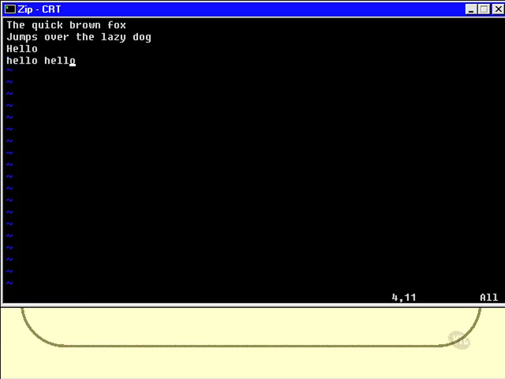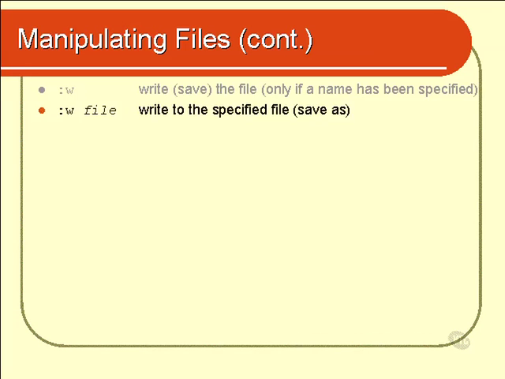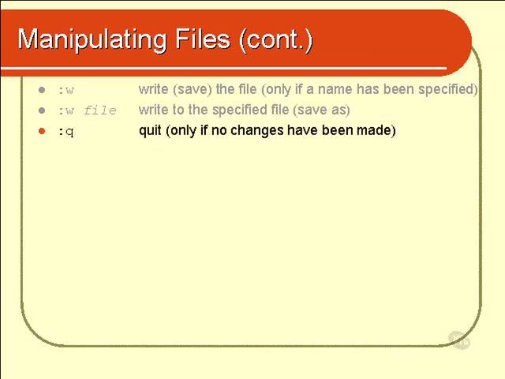After my new change has been made, I can simply do :W, and because the file has already got a name, I don't need to specify the file name again. Moving on, we've got :Q, which allows you to quit, but only if you haven't made any changes, or the changes that you have made have been saved already, or you've done a :W if you like. So to summarize that, you can only use :Q if there are no outstanding changes yet to be saved.